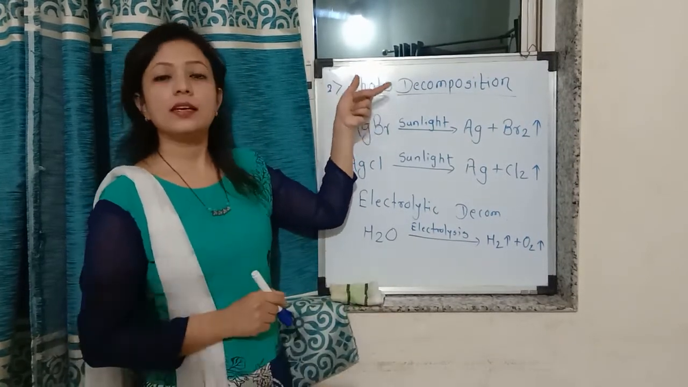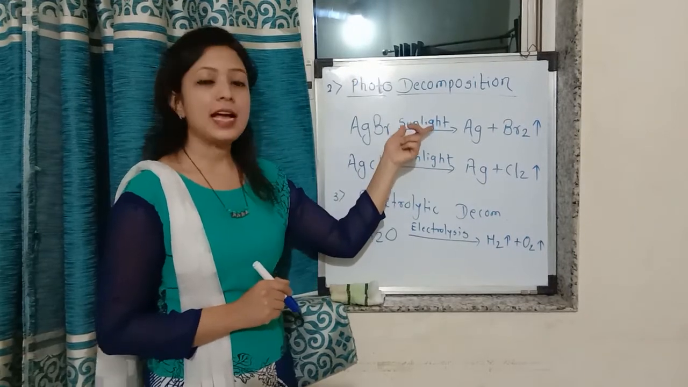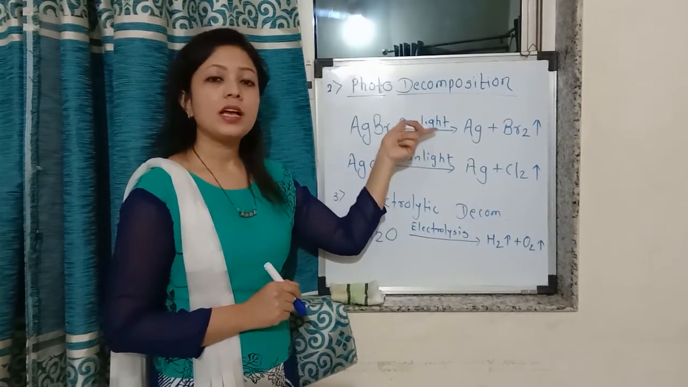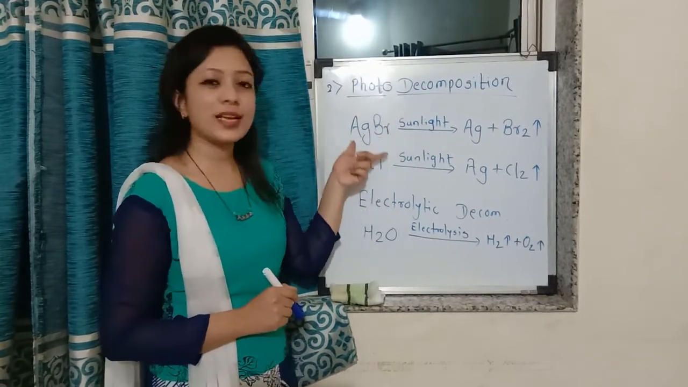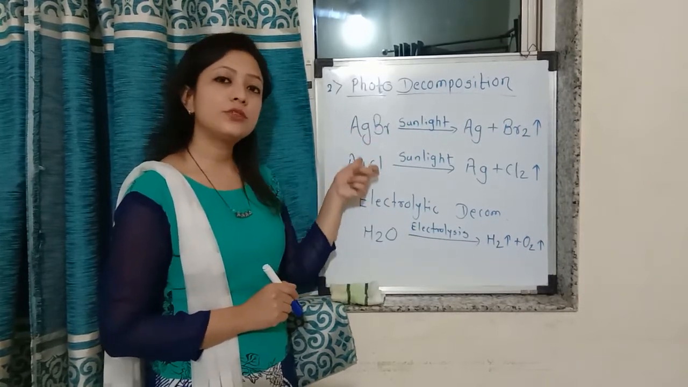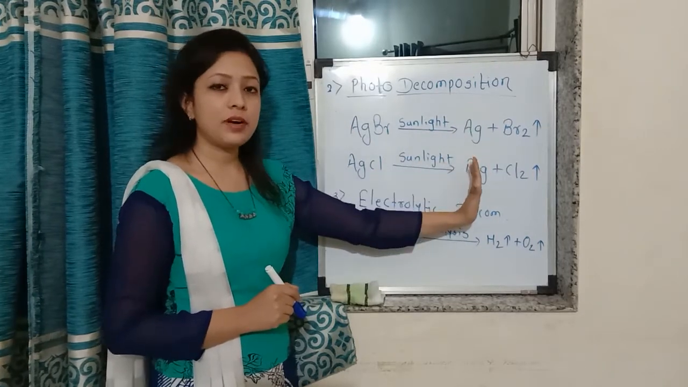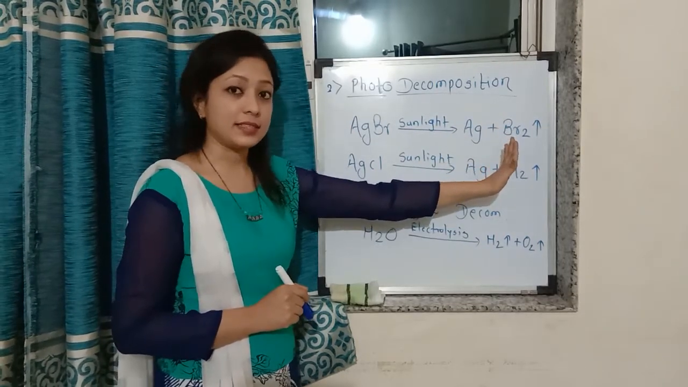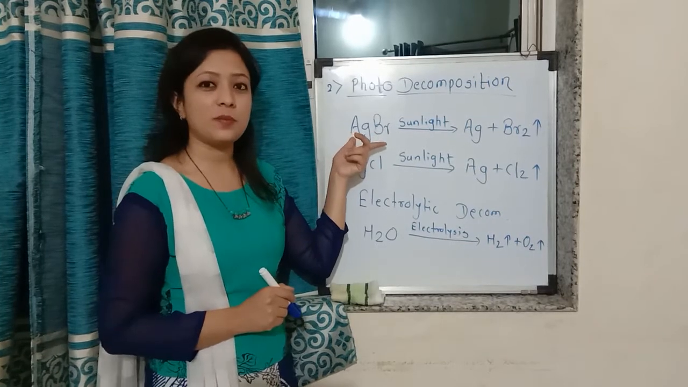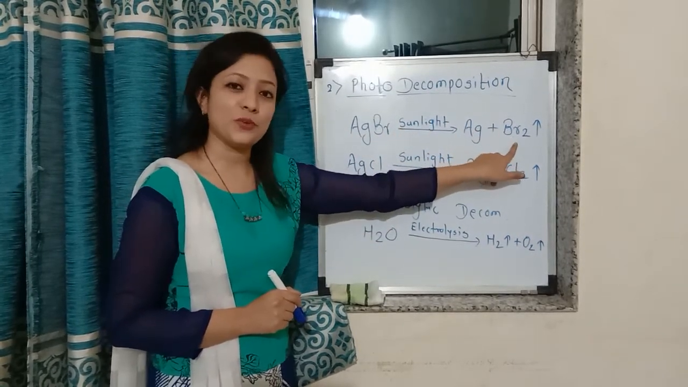Next example is photodecomposition, the type of reaction that requires light energy to carry out. In this type of reaction, there are two examples, that is silver bromide and silver chloride. When these two salts are exposed to sunlight, they change into silver and evolve the corresponding gases. For example, when silver bromide is exposed to sunlight, it gives silver and evolves bromine gas.